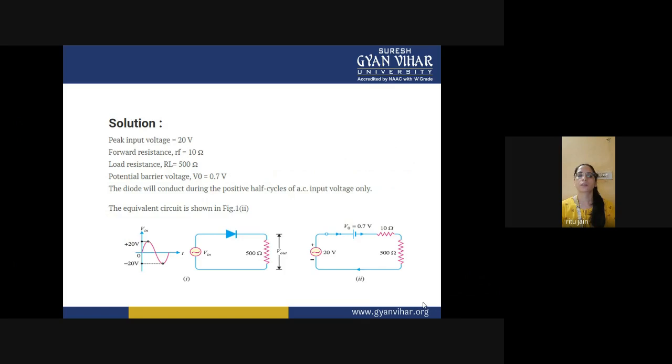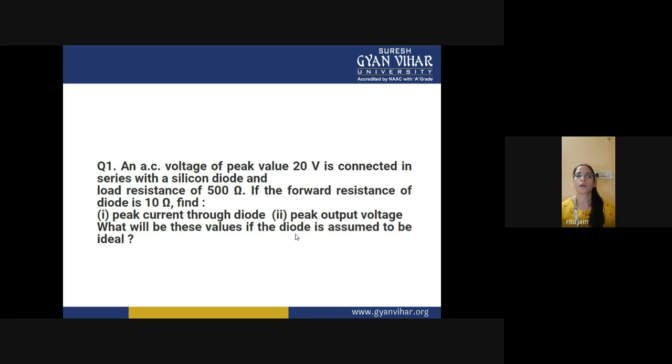In the question, the diode has one AC voltage connected like this, the load resistance is 500 ohm, and the peak input voltage is given, which is 20 volt. Now you have to find the peak current through the diode and the peak output voltage. For the peak current through the diode you require voltage and resistance, and to calculate the peak output voltage, you require current and resistance.